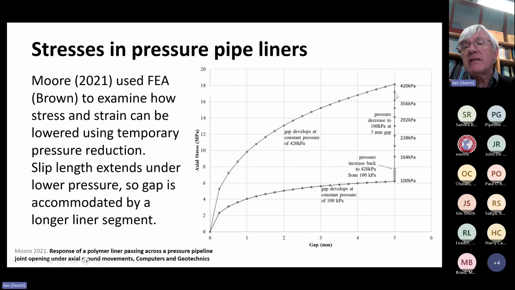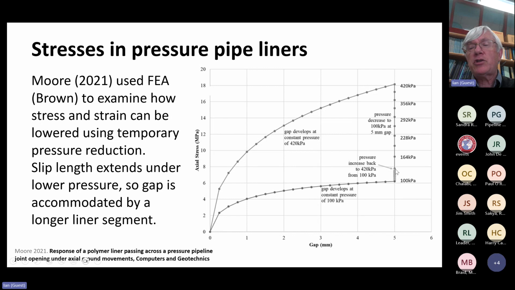And we can see here that as the water pressure is decreasing, there's a steady decrease in the maximum axial stress as we get some sort of elastic recovery as that slip occurs away from the joint. And so what this tells us is that we can manage those stresses with some sort of temporary reduction in pressure, and then let's say we go back down to 100 kilopascals.